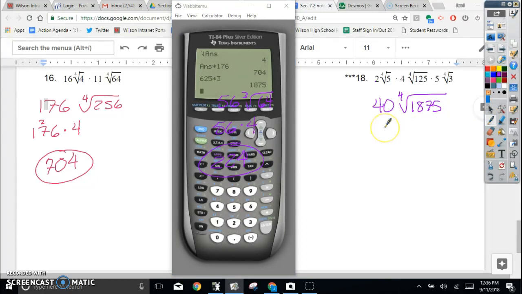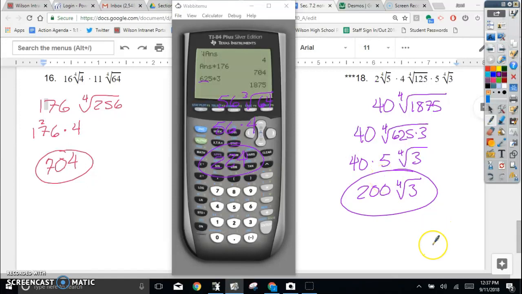Now, I'm going to use what I knew from before, because I think 625 is a perfect 4th power, which it is. So I'm going to rewrite it as 40 times the 4th root, 625 times 3. What's the 4th root of this? That would be 5. 4th root of 3. So 5 times that is 200. 4th roots of 3. And that's it.